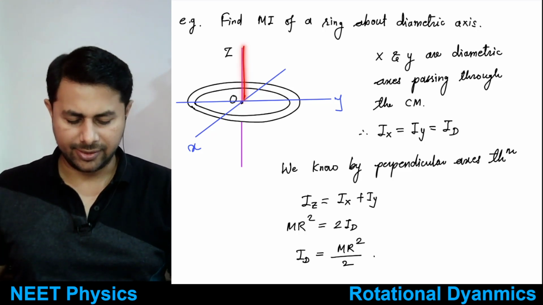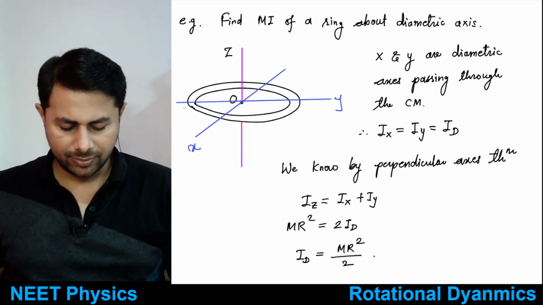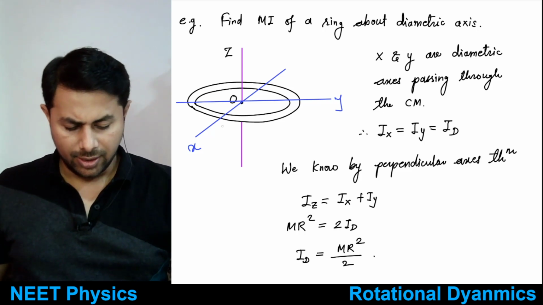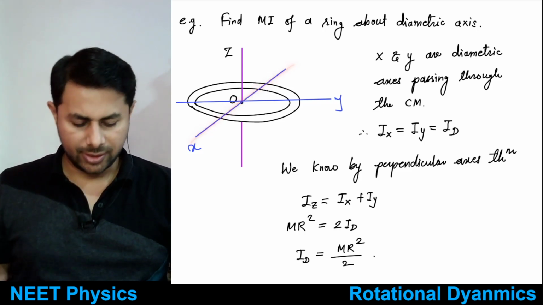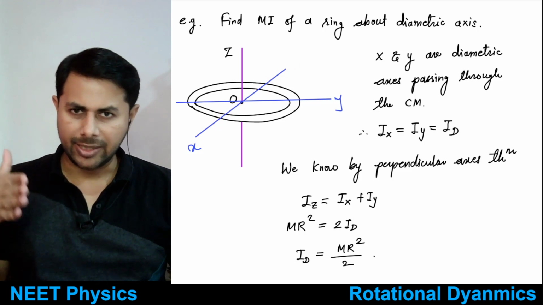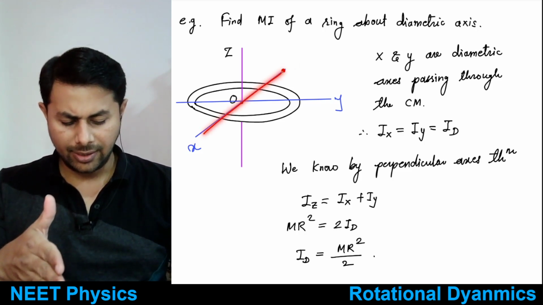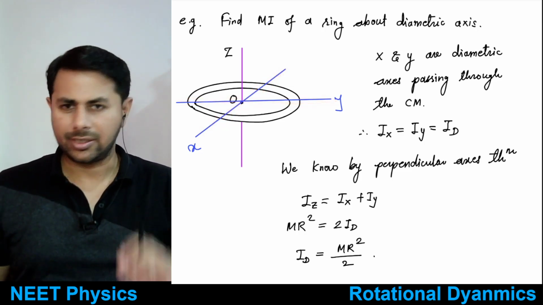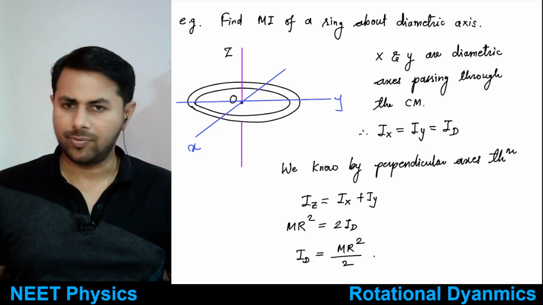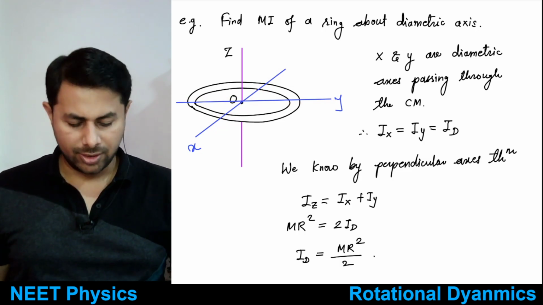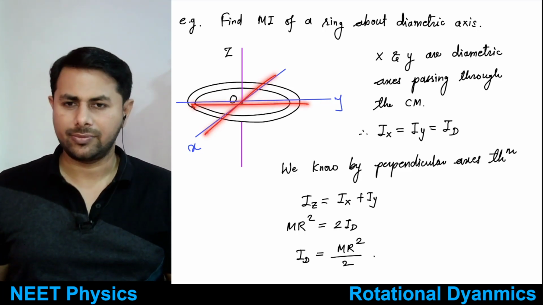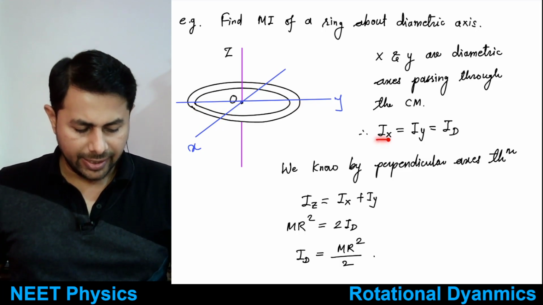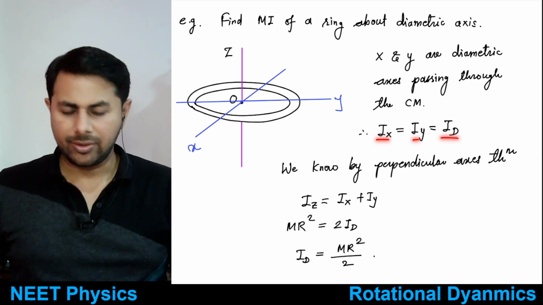Now I want to find Ix or Iy, because both are the same. The x-axis passes through the center, which means it passes through the center of mass, and it is in the plane of the body. The y-axis also passes through the center of mass and is in the plane of the body. Both are equal, right? This is also a diameter, this is also a diameter. So Ix is equal to Iy.